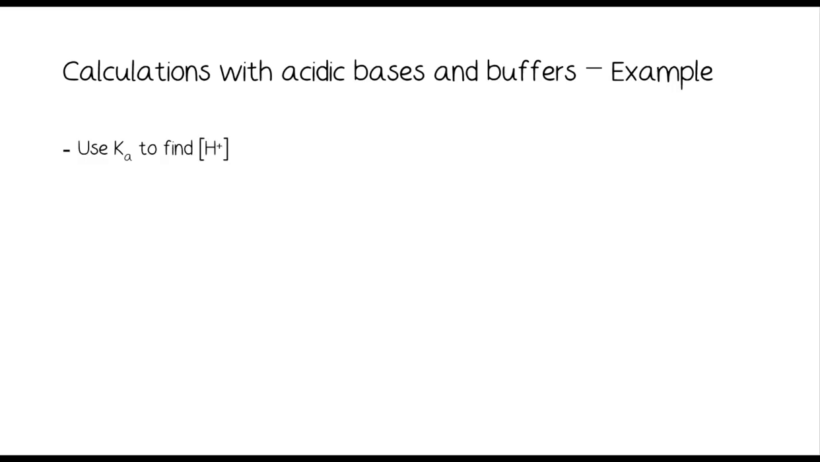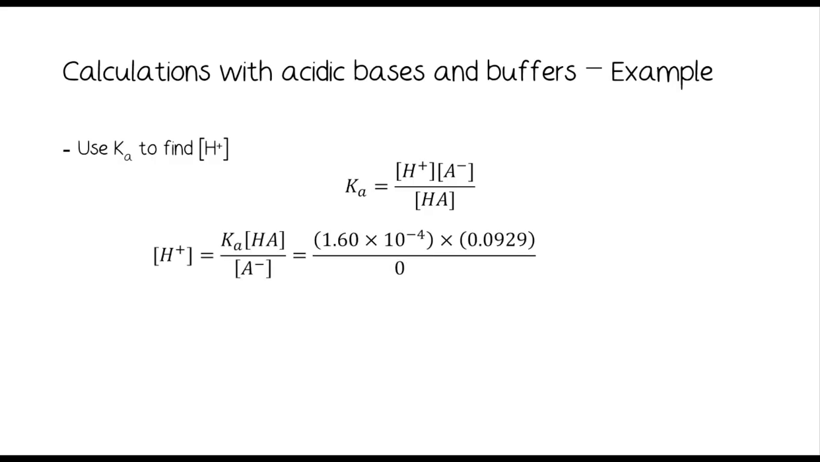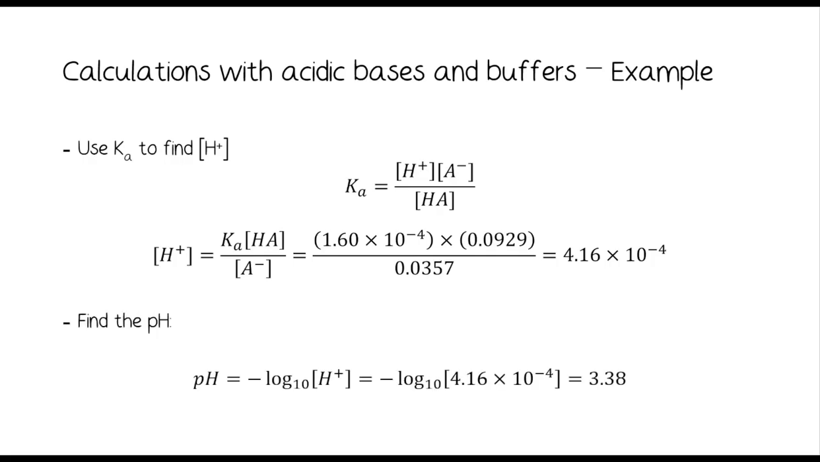You then use Ka to find H+, and remember this is not a pure weak acid, so you can't do H+ squared over HA. You rearrange it to get H+ and stick all the numbers in, and you should get 4.16 times 10 to the minus 4. And then you slap it into the pH equation, and you should get a pH of 3.38.